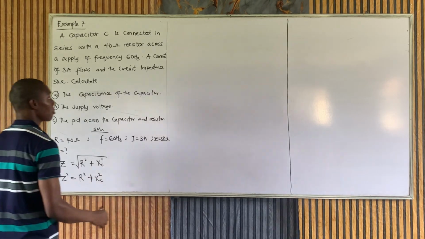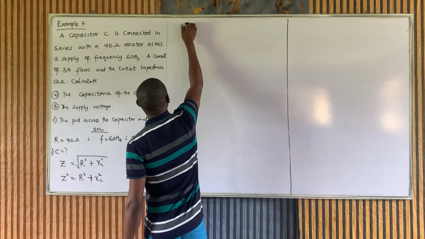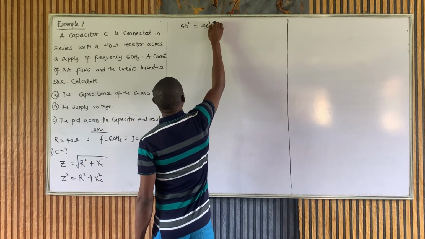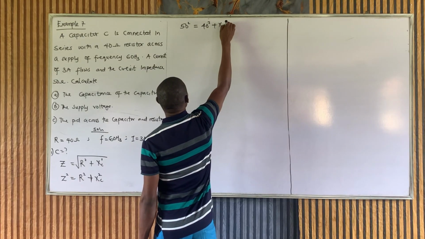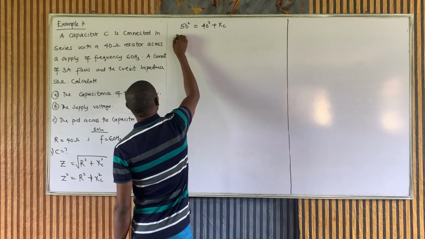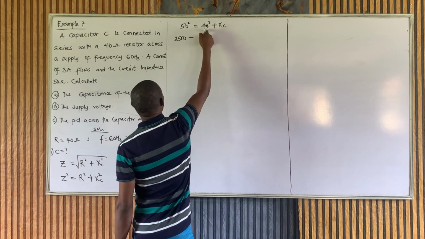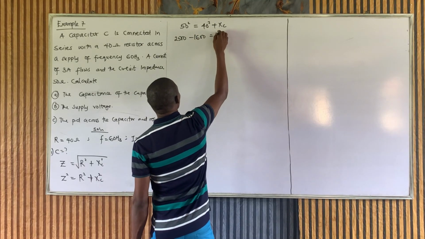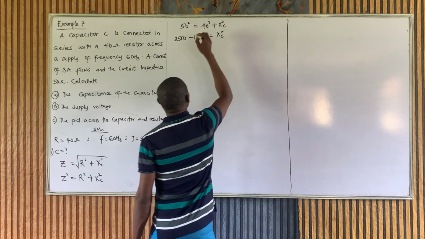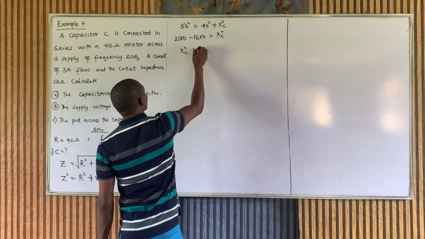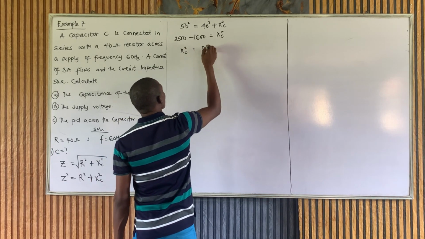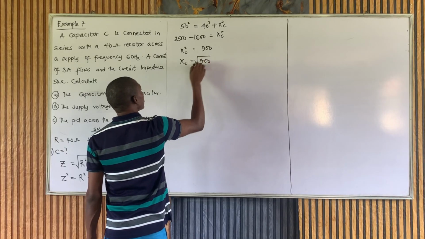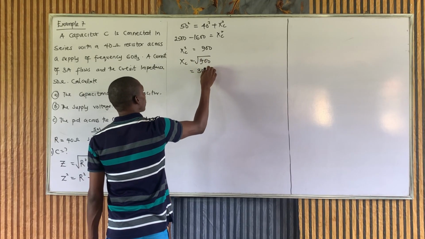We have Z to be 50. So 50 squared is equal to 40 squared plus XC squared. Bring this one here, we get 2500 minus 1600 is equal to XC squared. So our XC squared is equal to 900. So XC will be equal to the square root of 900, which is equal to 30 ohms.